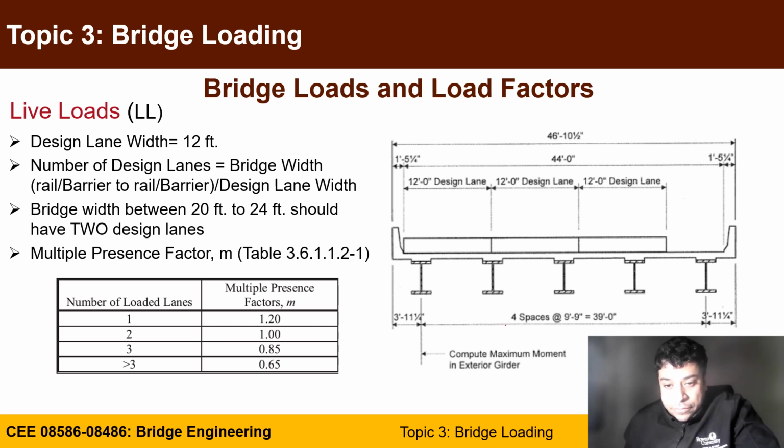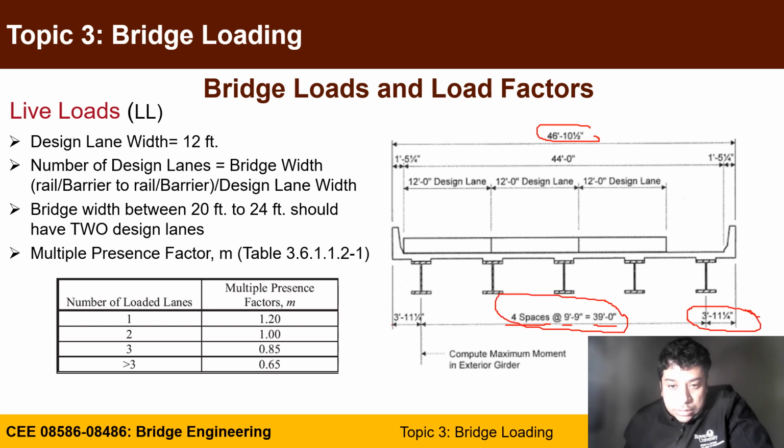So in this example, you have four spacings of 9 feet 9 inches. Total center of exterior to center of exterior girder is 39 feet. You have two overhangs of around 4 feet, with 3 feet 11 and a quarter inches each side. This will give you the full width of 46 feet 10 and a half inches. So we are very familiar now on how to lay out those distances.